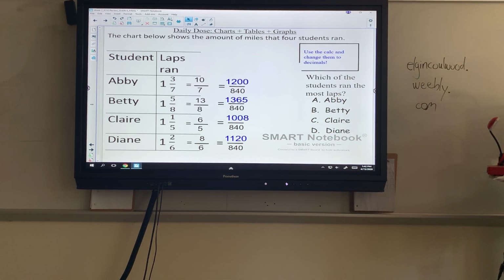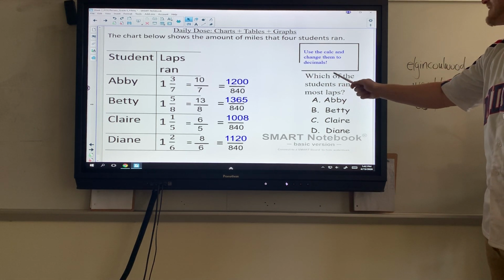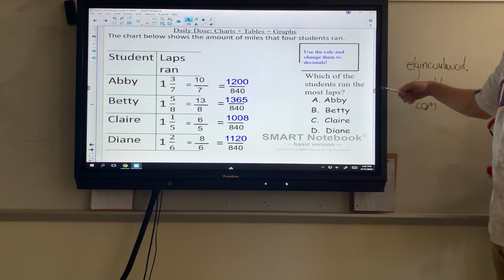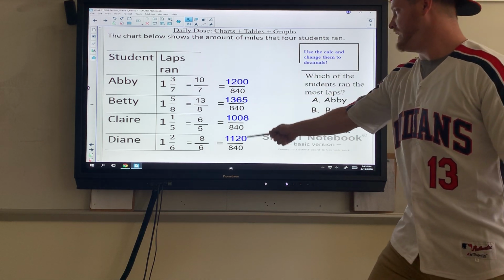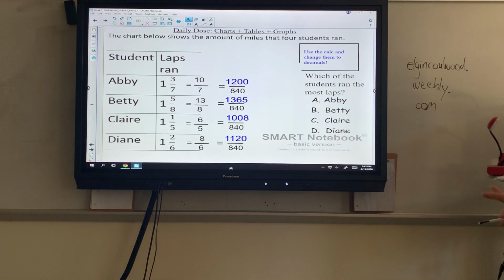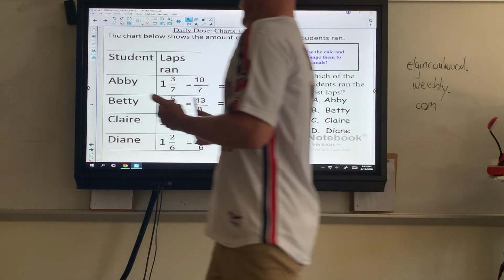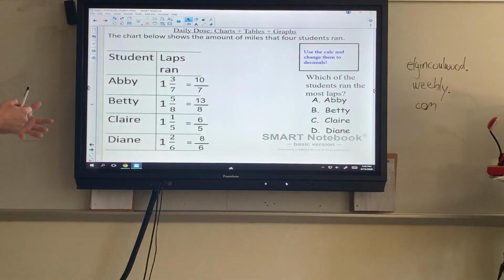So that was kind of a roundabout way to get our answer, but we know since we're answering which of the students ran the most laps, we're just looking for the greatest number. So which numerator is the greatest? We see that 1,365 is the most. So we know that Betty is going to be our answer choice. Now, a much quicker method is to just use your calculator and divide it out.